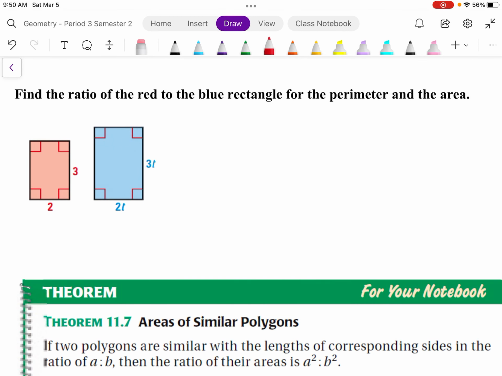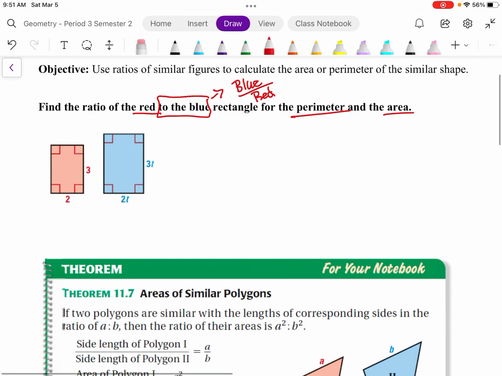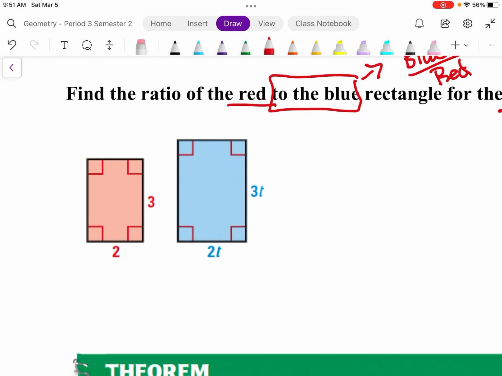So our first example, we're going to find the ratio of the red to the blue shape. So that means for our ratios, blue is going on top and the red is going on the bottom. And we're going to do this for the perimeter and the area. And if we were to do the perimeter, we know these are rectangles. So the perimeter is all 4 sides added together.